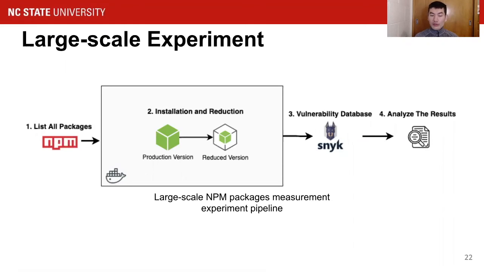After validating the MININODE, we run the large-scale Npm experiment. The goal of this experiment is to measure the attack surface of all Npm packages. So the large-scale experiment consists of 4 steps. In the first step, we gather all the Npm packages. On the second step, we install the production version of the packages and then reduce them. In the third step, we run a vulnerability analysis of the packages. Then in the final step, we analyze our reduction results.